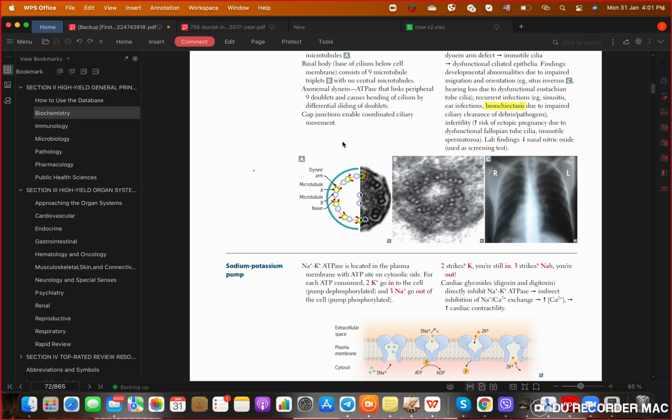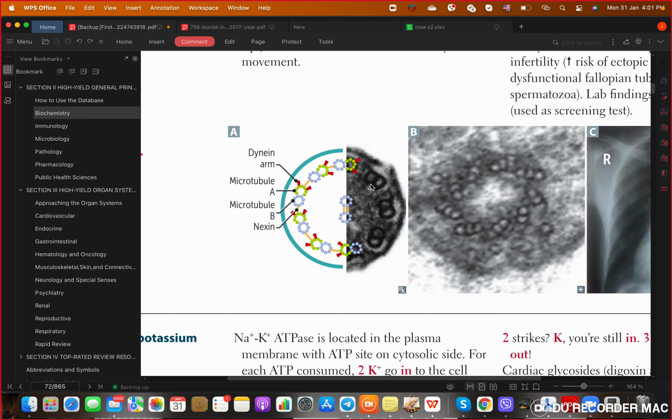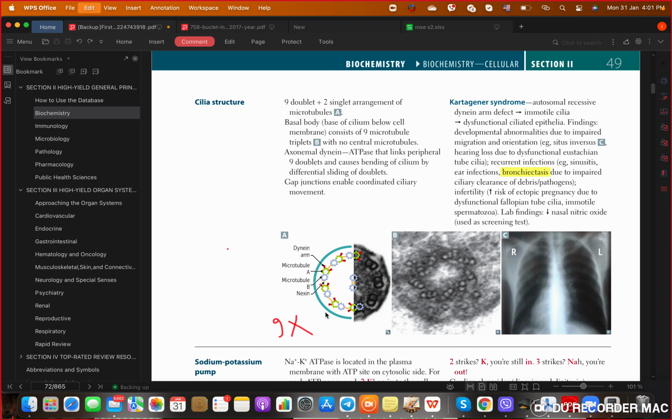So does this one make sense? So it is 9, they write it like this, 9 multiplied by 2. Okay? So 9 doublets and 2 singular arrangements of microtubules. So they write it 9 multiplied by 2 plus 2 multiplied by 1. Yes, that's how they write it exactly. So what does this mean? 9 multiplied by 2, that the 9 are doublet, while the 2 are singlet. Okay?